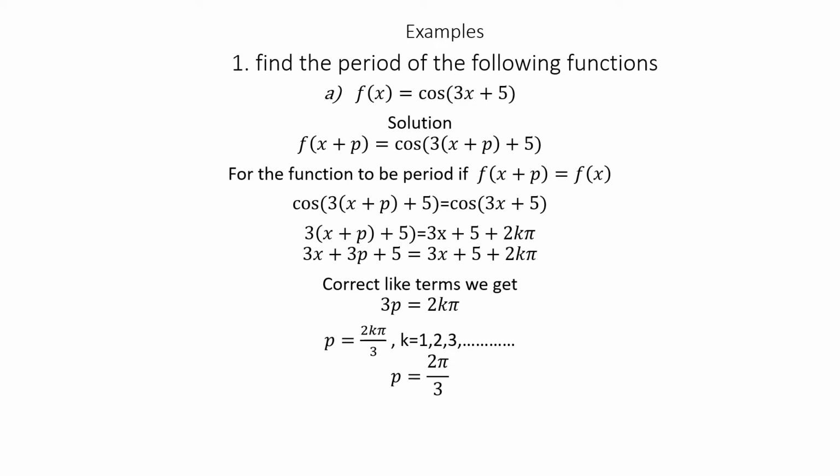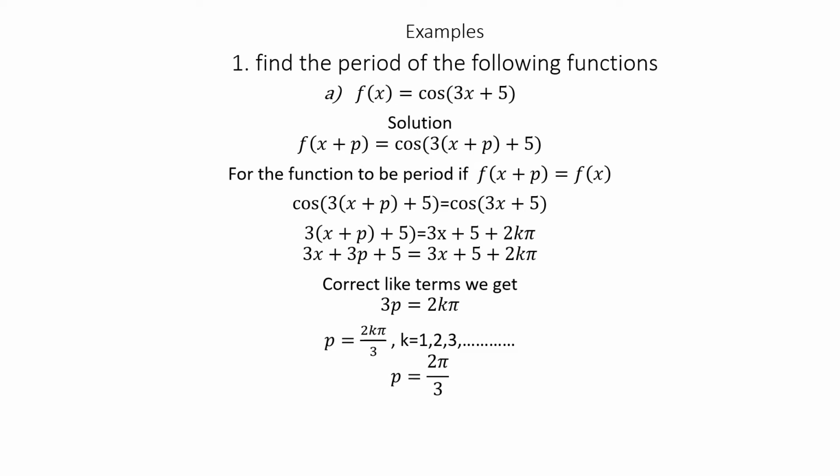But k is a set of positive real numbers 1, 2, 3, because they have told us that a function can have multiple periods. But the one we call the period is the one which is positive and the smallest. So it means the value of k, which is positive and gives us the smallest period, will be k.